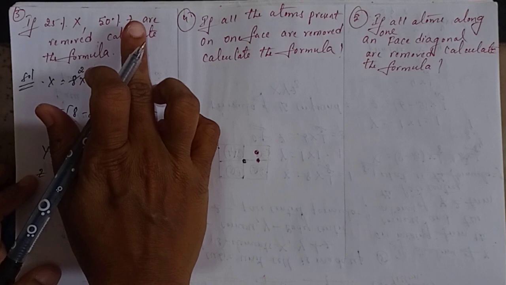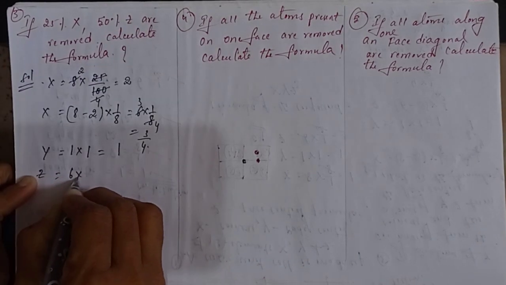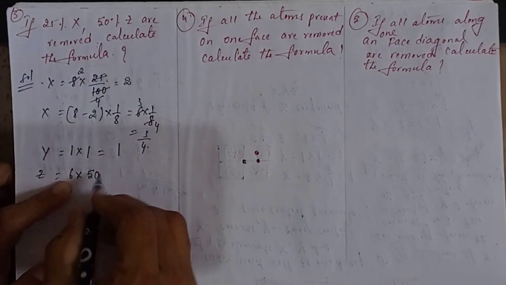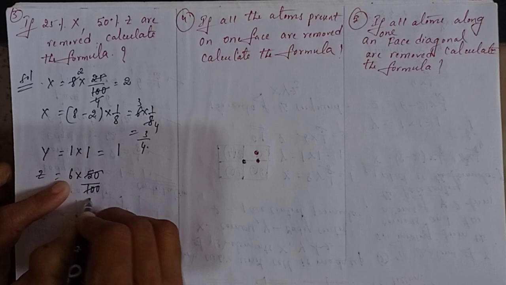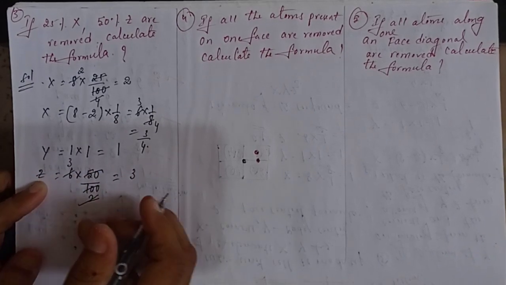So what is Z, students? Here Z atoms are present at the face centers. How many face centers? 6 face centers. And how much percentage is removed? 50%, 50 by 100. So 50 by 100 means 5 twos are 10, so 2 are removed, and 3 remain. So the answer is Z is equal to 3.